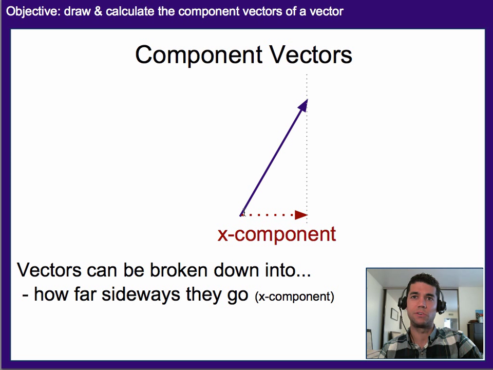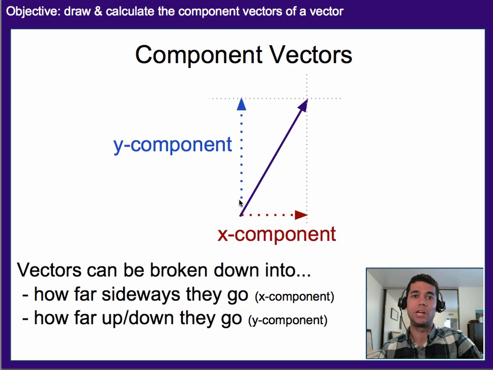So if we have this vector right here, we can see that it goes sideways this amount right here, and that lines up. You can think of it almost like a vertical shadow. But we can also break a vector down into how much up and down it goes, in other words, the y component. This applies to distances, forces, and anything else that is a vector. You can break it down into its x and y components if we're working in 2 dimensions. If we had 3 dimensions, you could break it down into its x, y, and z components, like how far back into the page it went.